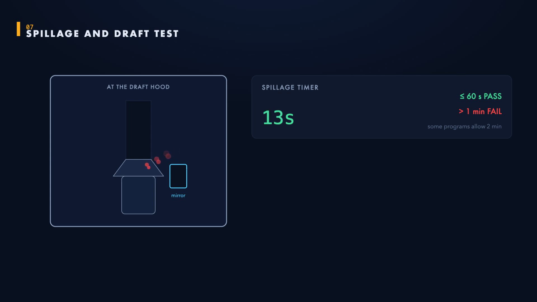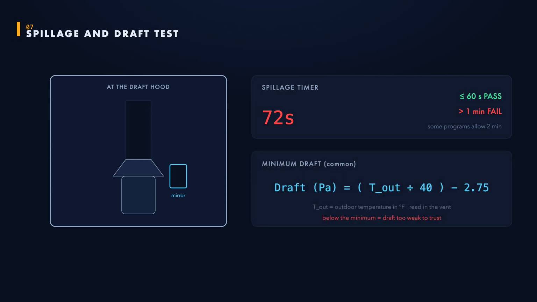With the appliance firing, test for spillage at the draft hood. Hold a mirror or smoke source at the diverter. If spillage clears within 60 seconds, it passes. Longer than 1 minute, it fails. Some programs allow 2 minutes, so cite the standard you follow. Then confirm draft inside the vent. A common minimum is the outdoor temperature divided by 40 minus 2.75, in pascals. Fall below that, and the draft is too weak to trust.